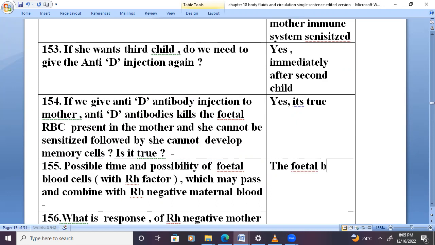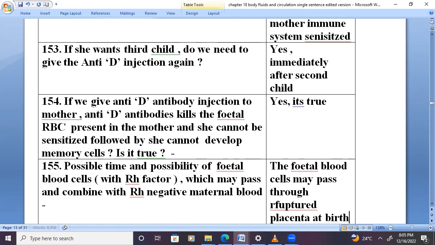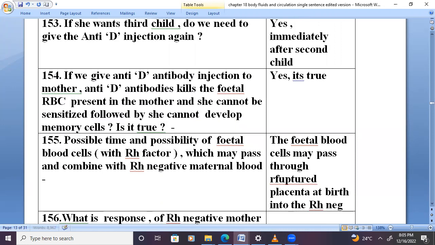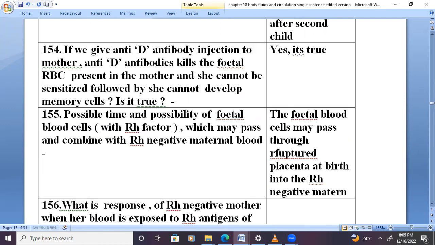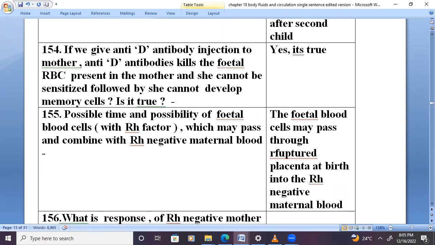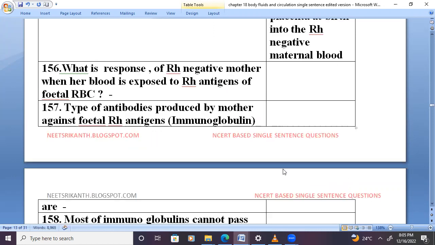The fetal blood cells may pass through the ruptured placenta at birth into the Rh negative maternal blood. What is the response of the Rh negative mother when her blood is exposed to Rh antigens of fetal RBC?